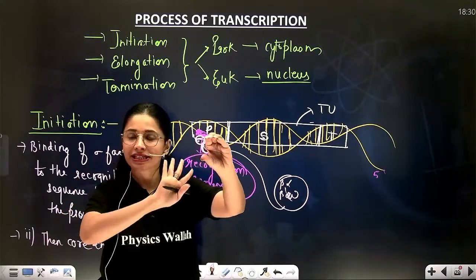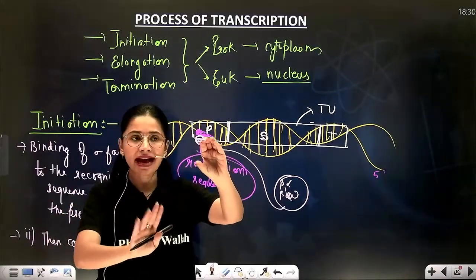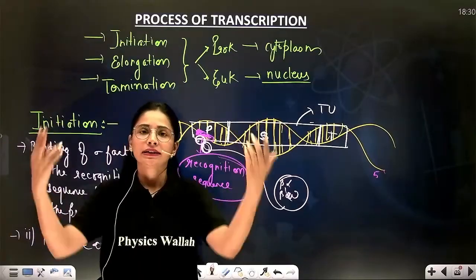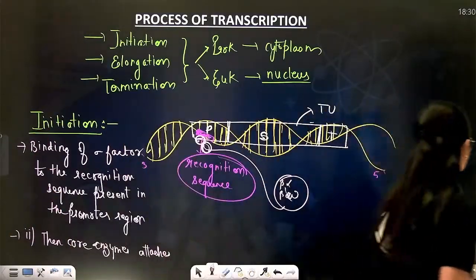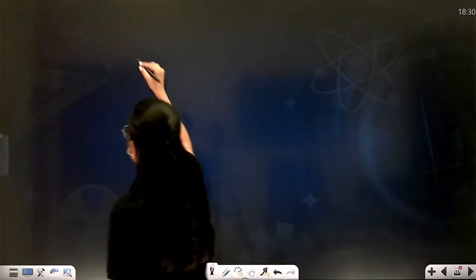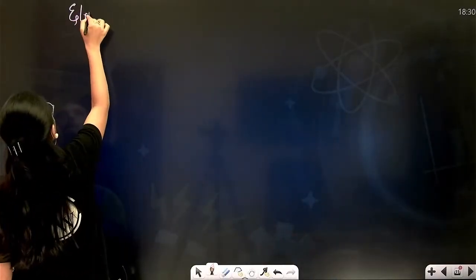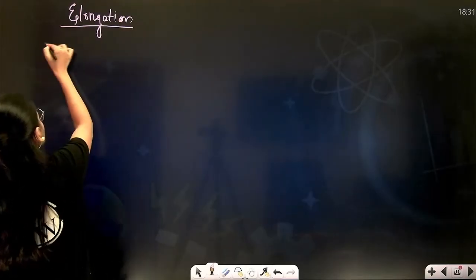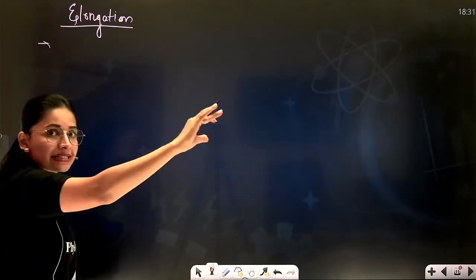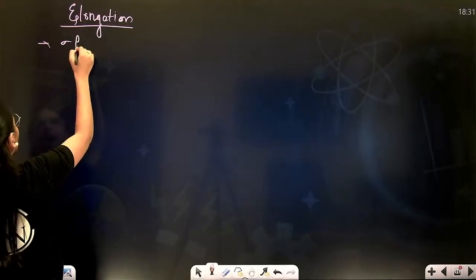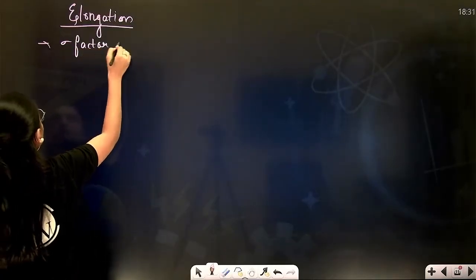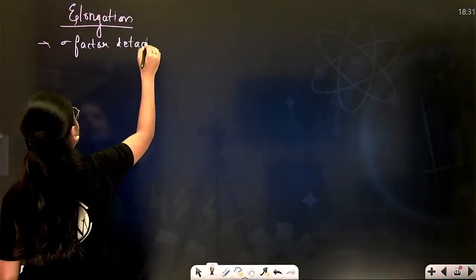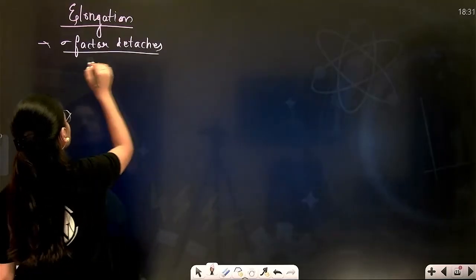Once initiation is done, once core enzyme is happy, sigma factor then detaches. Then comes the next step, which is elongation. Once elongation begins, means once the proper transcription begins, sigma factor detaches. Now only core enzyme is left.